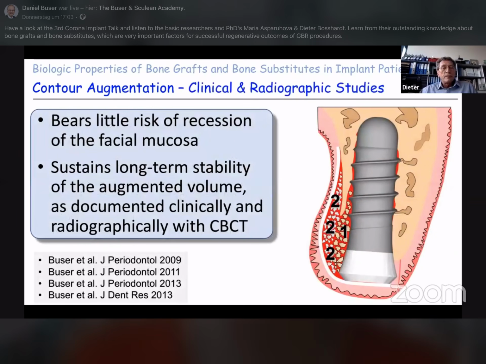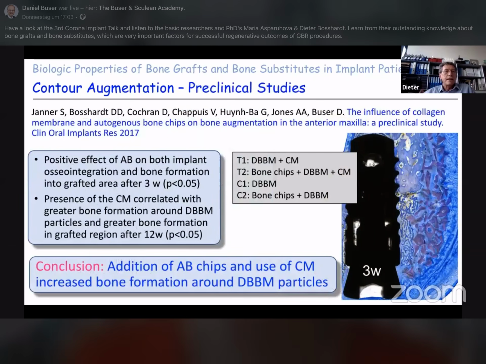And we know also from many studies performed by Dani, some of them are listed below here, that the contour augmentation bears little risk of recession of the facial mucosa, and it sustains long-term stability of the augmented volume as documented clinically and radiographically with CBCT. And that goes back at least to the year 2009. And it's astonishing that for a very long period of time, this has never been really proven by a preclinical study. And the study was published in 2017 by Simone Janner and co-workers.